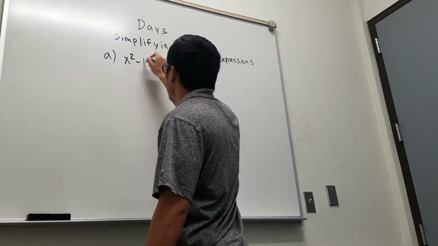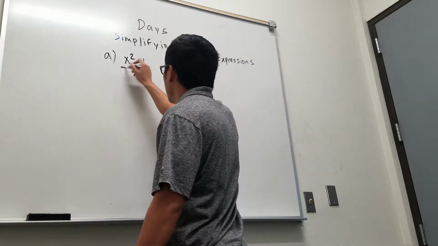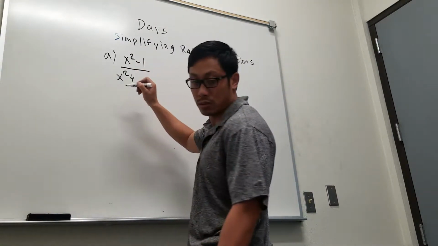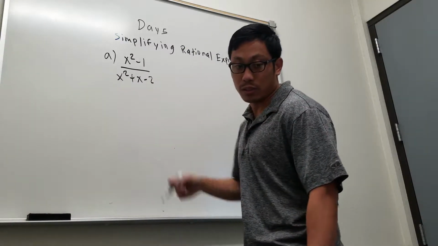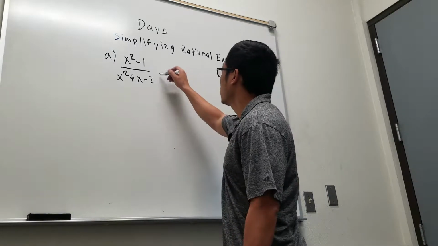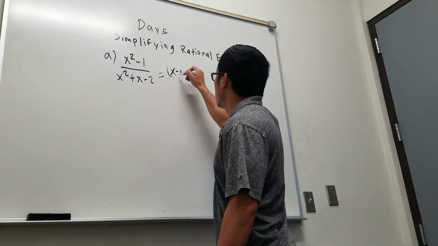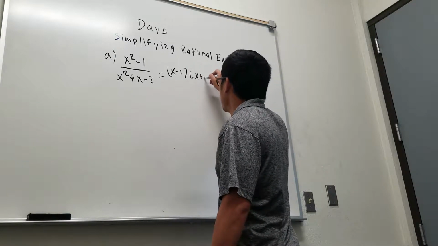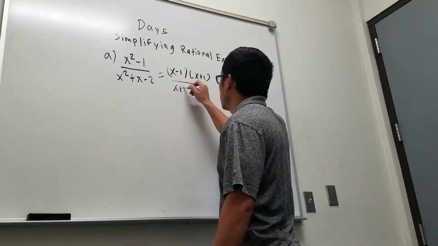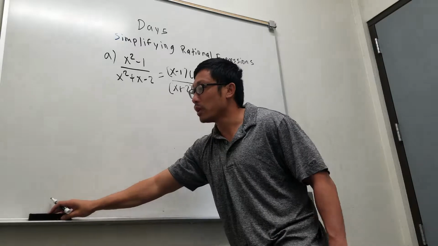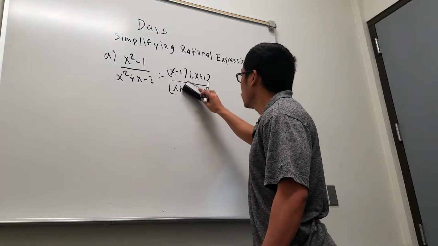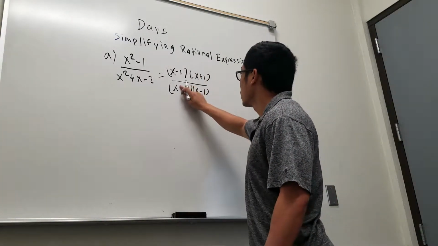x squared minus 1 over x squared plus x minus 2. So we just need to simplify it. So we just factor. You have x minus 1, x plus 1, and this one is going to be x plus 2, x minus 1. Also, I'm saying what I'm writing, and I know my writing sometimes, so just bear with it.